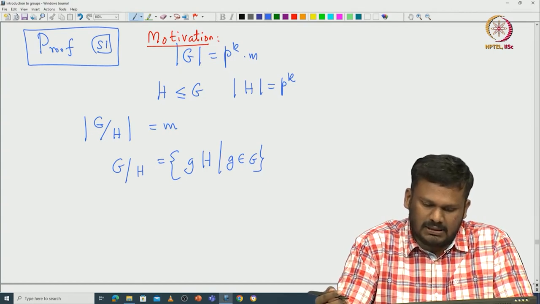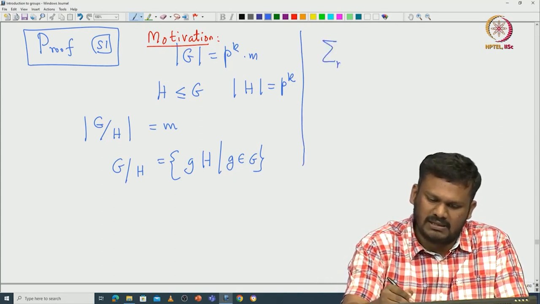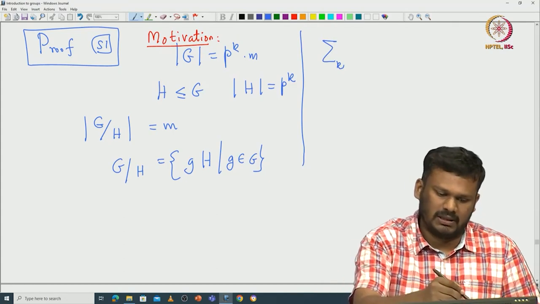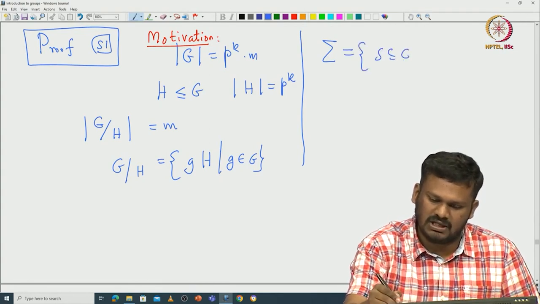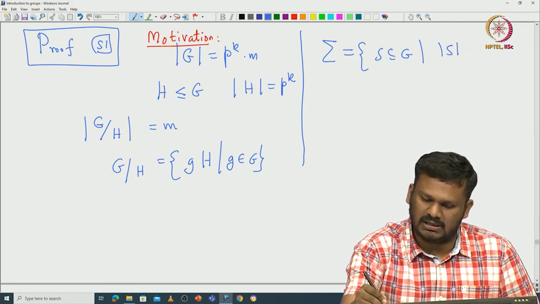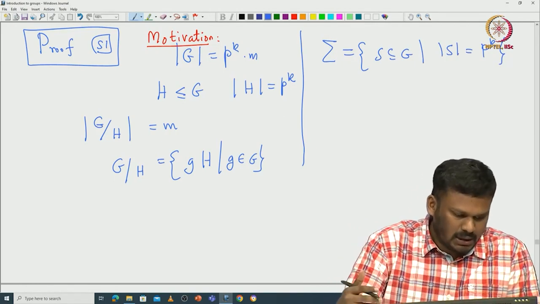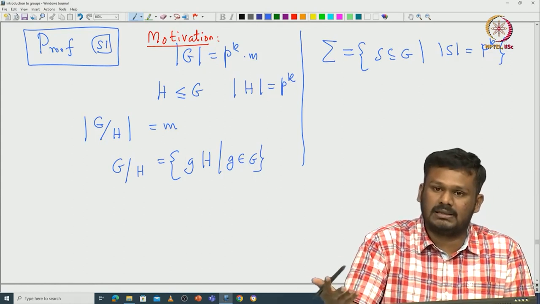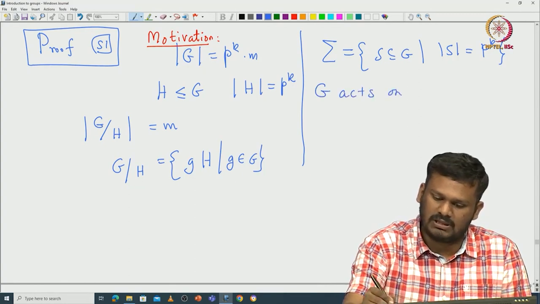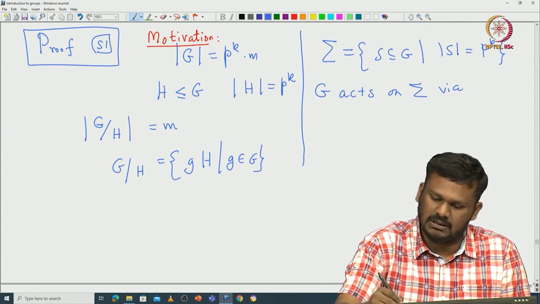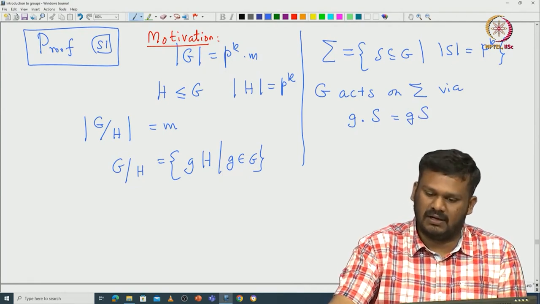But you can see that there is a bigger set on which G also acts. That is what we denoted by sigma k, or let's call it sigma. So what is sigma? Sigma is the set of subsets S of G such that the cardinality of S is exactly p power k. I am looking at all possible subsets of G that have cardinality exactly p power k. We have already seen G acts on sigma via left multiplication. Take g dot S to be just gS. This is the action that we have already defined.